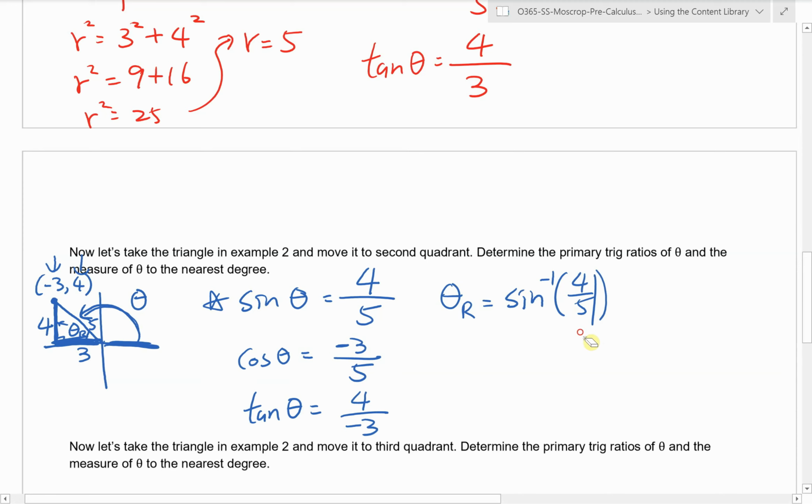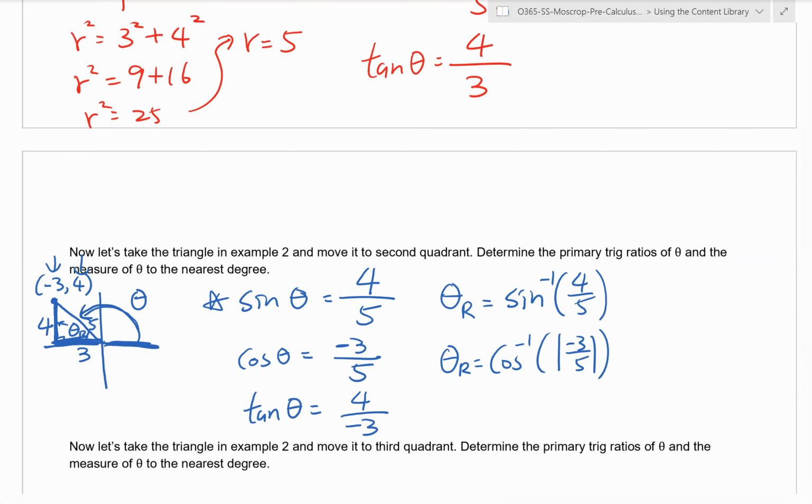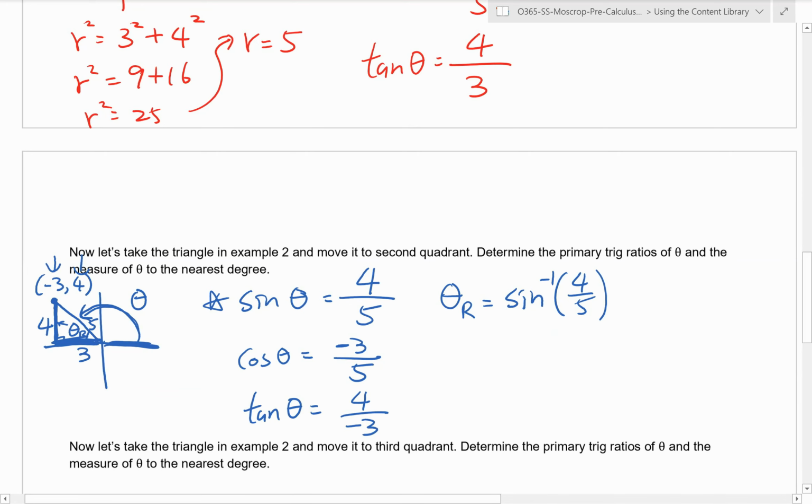But let's say you decided to use cosine. If you decide to find the reference angle with cosine, in that case you would need to take the absolute value of negative 3 over 5. So in that case, it's inverse cosine of 3 over 5. So be really, really careful. Whenever you take the inverse trig ratio, you always take the inverse of the positive ratio to find the reference angle. We only need to pick one, we don't need to do both.